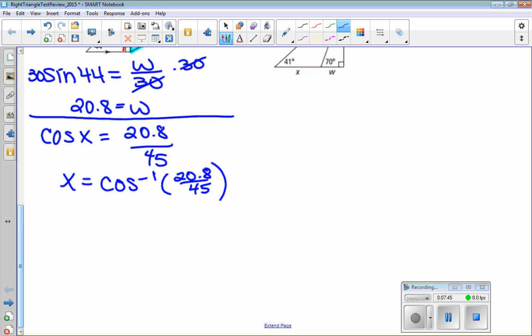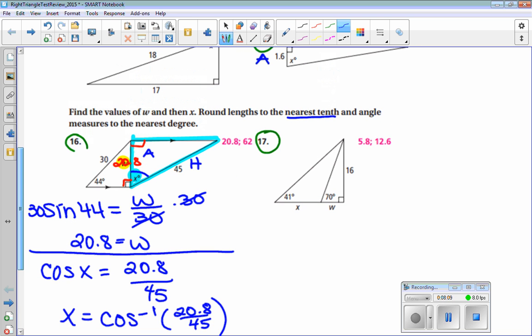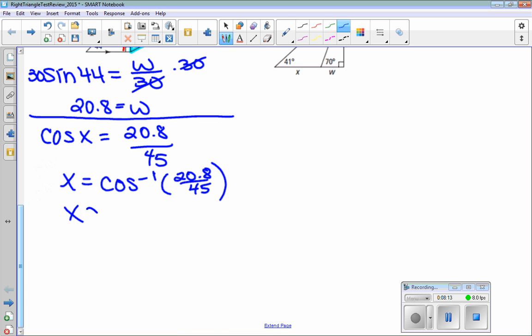Okay? You know where to find that on the calculator? You know how to plug it in? Where is the inverse cosine going to be? Second cosine. So make sure that you find that. So if I do second cosine, and I'm going to type in 20.8 divided by 45. And I get about 62 point, did it say the nearest degree for the angle? I think it probably does, the nearest degree. So it's going to be to the nearest degree what? 62. It's approximately 62 degrees. Okay.